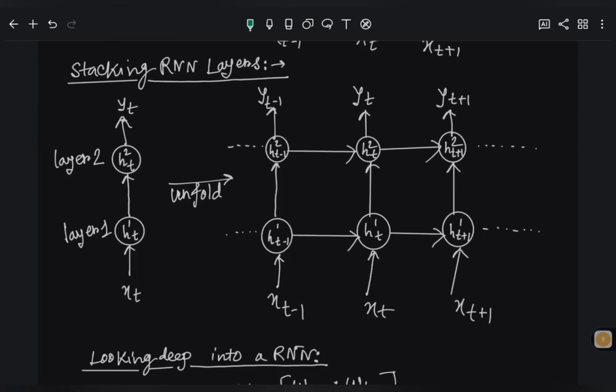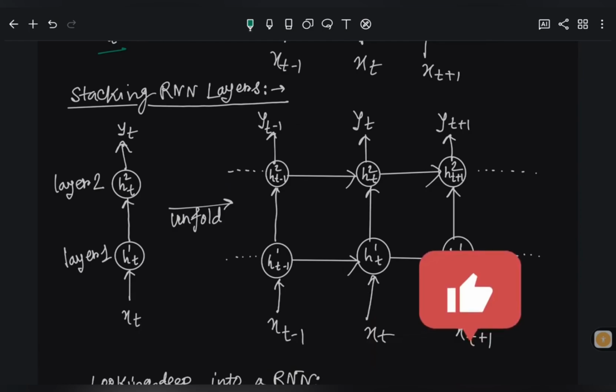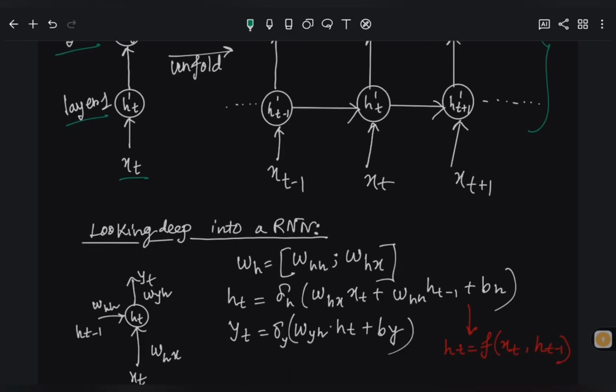Now what we can also do is stack multiple RNN layers on top of each other. So if you see, my xt is the input, then we have layer 1, where we are getting an output of ht1, and then we have another RNN layer which is ht2, and we are finally getting the output which is yt, right? Now if we unfold this, this is how it will look, right? So this is where we can stack multiple RNNs on top of each other and do complex operations, maybe getting a better result using this architecture, right?